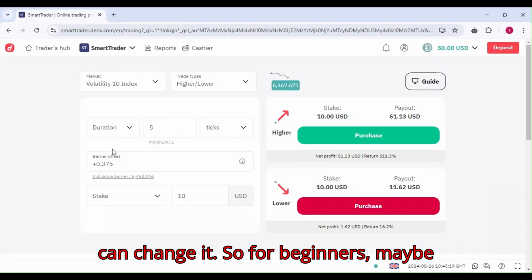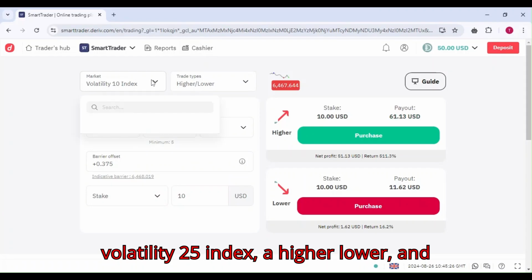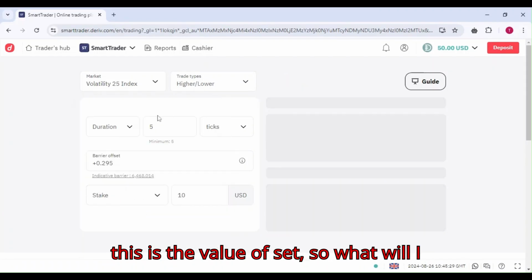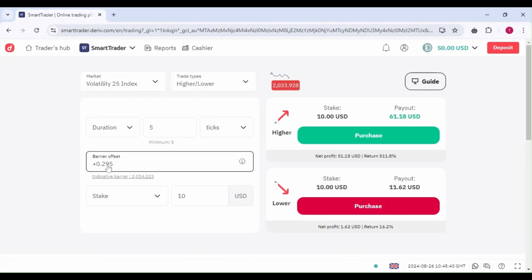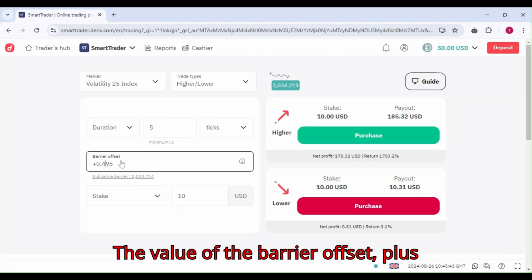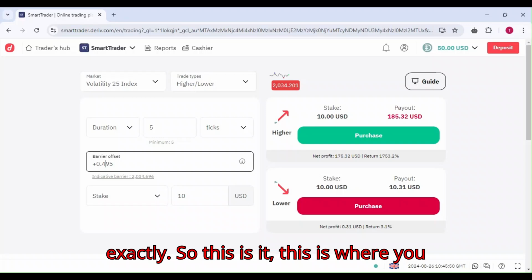So for beginners, assuming I want to trade on the Volatility 25 Index, Higher/Lower, and this is the value set. So what will I do? I'll come to plus 2.20, so I'll add 4, so that's it now. The value of the barrier offset: plus 2.0, plus 0.20, exactly, so this is it.